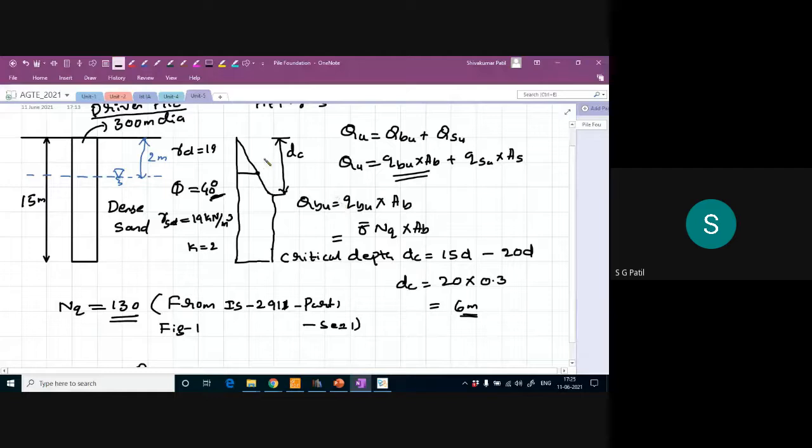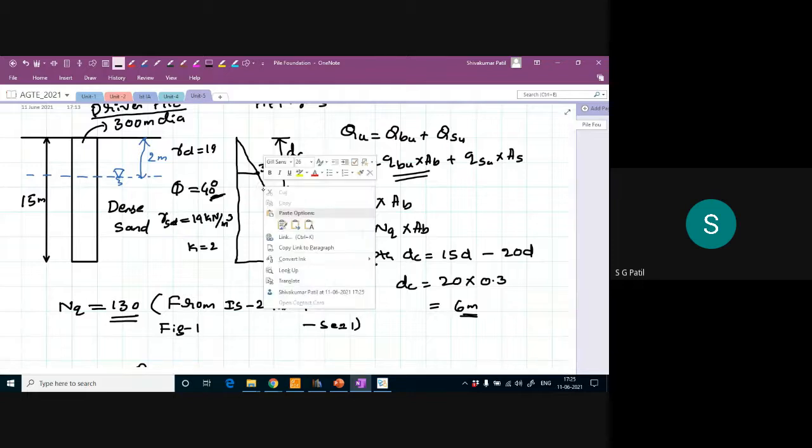Around 38 kilonewton per meter square. Okay, then at this level, this is up to 2 meter. Then up to this critical depth I got 6 meter. So remaining is 4 meter. So this 4 meter at this level, this is at 4 meter.